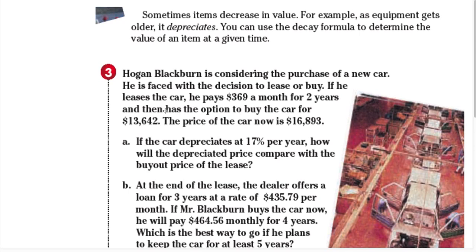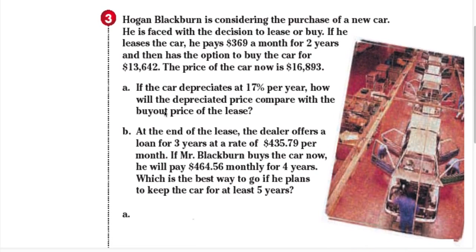So let's take a look at example number 3. Hogan Blackburn is considering the purchase of a new car. He is faced with the decision to lease or to buy. So if he leases the car, he pays $369 a month for 2 years, and then he has the option to buy the car for $13,642. So the price of the car now is $16,893.